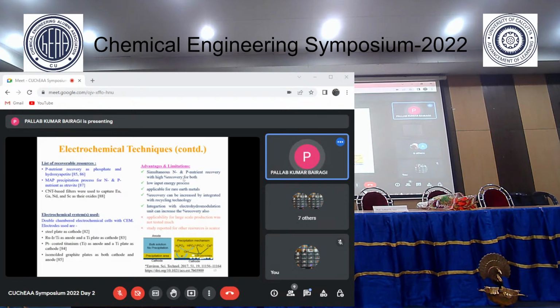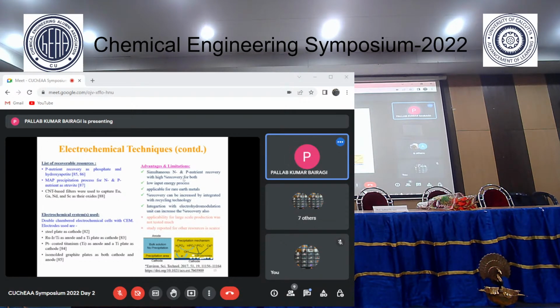Rare earth metals were also observed to be captured by the hydroxide ion as metal hydroxide, and it can undergo dehydration to form their stable metal oxide. Considering the above mechanisms, O'Connor et al. reported a study with CNT-based filters showing the capture of europium, gadolinium, neodymium, and scandium as their oxides via the electrochemically induced precipitation method.